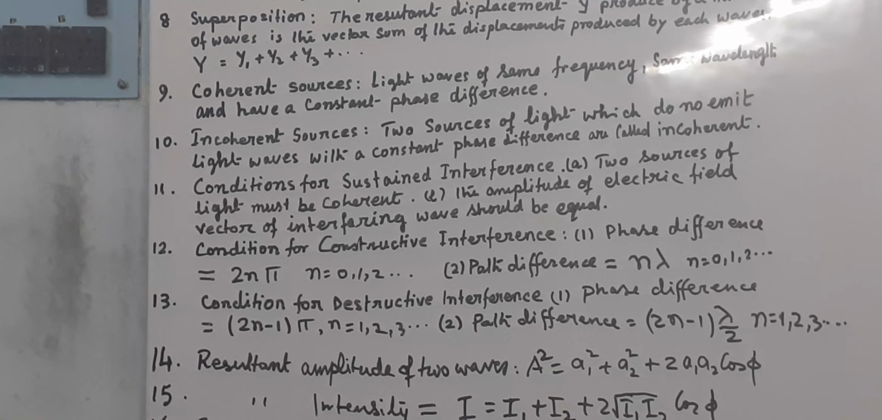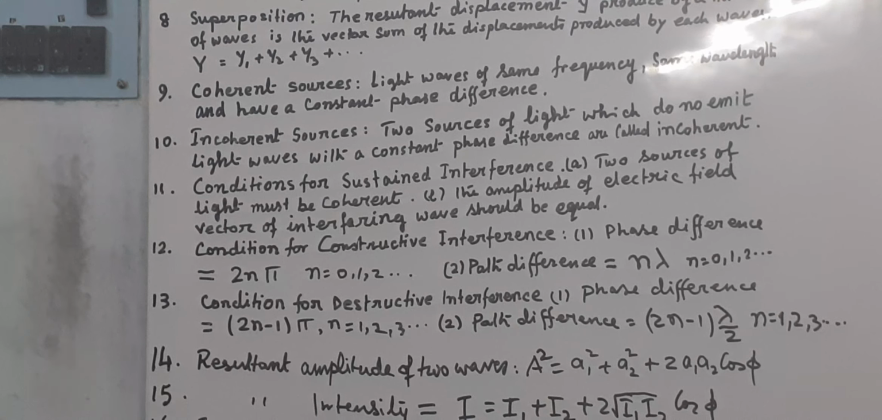Now, come to the resultant amplitude of two waves, that is, capital A squared equals the component wave amplitudes, that is, small a1 squared plus small a2 squared plus 2 small a1 small a2 cos phi, where phi is the phase difference. Similarly, the resultant intensity we can write as I equals I1 plus I2 plus 2 root under I1 I2 cos phi, where phi is the phase difference.